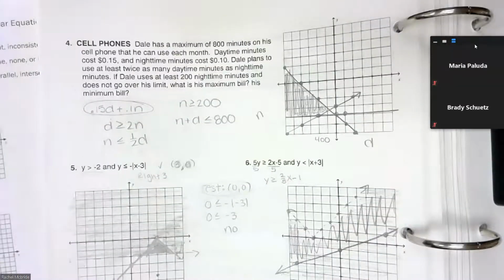I don't know why the zoom isn't popping up over here. I can just do this.